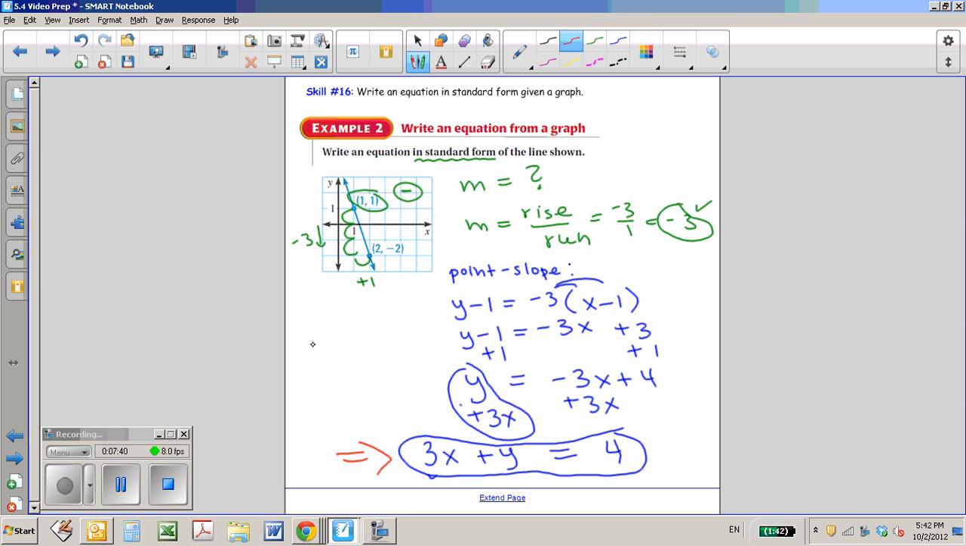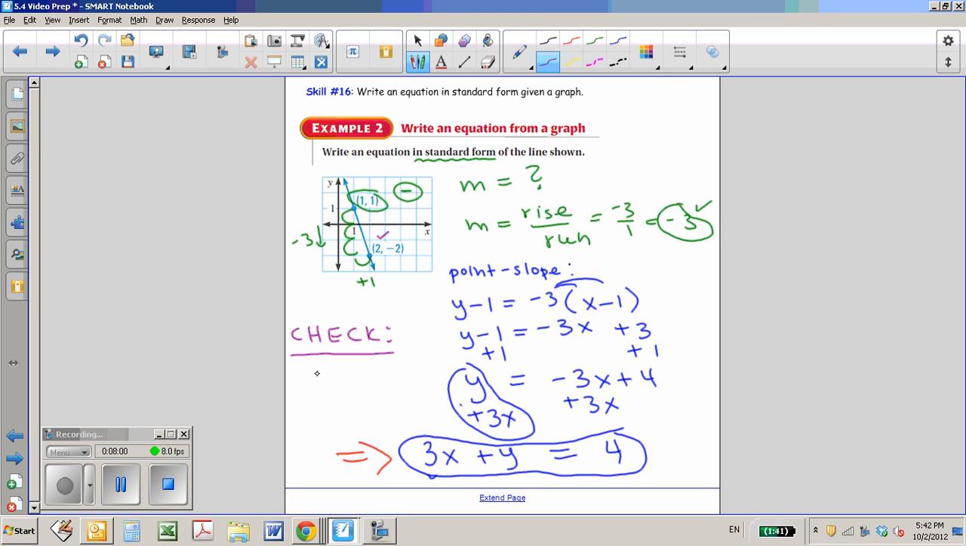Now what I want you guys to do is use some extra time, if you get extra time on the quiz, to check your answers, to actually check them. So the best way to check would be to substitute one of the points into the equation to see if it actually works out. So what I'm actually going to do, I'm going to use (2, negative 2), because I did not use it in my equation.